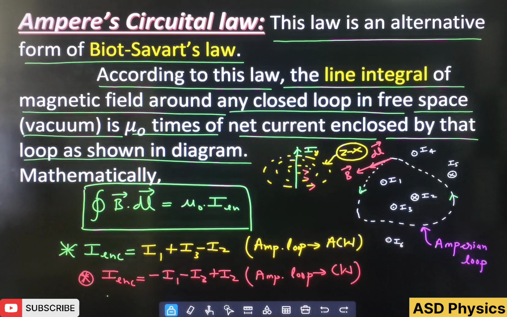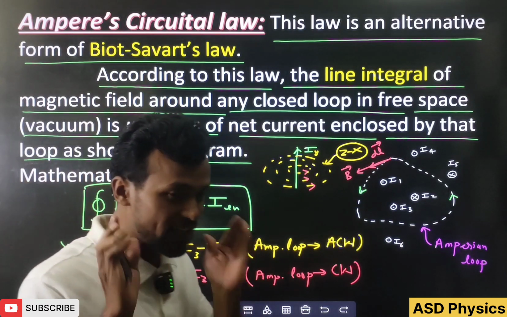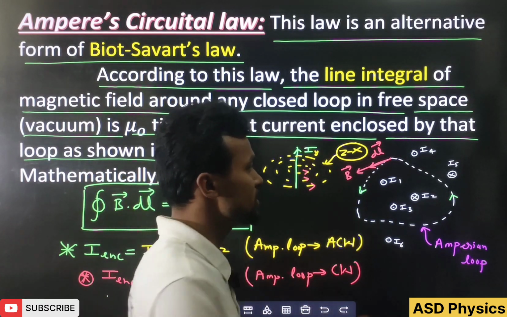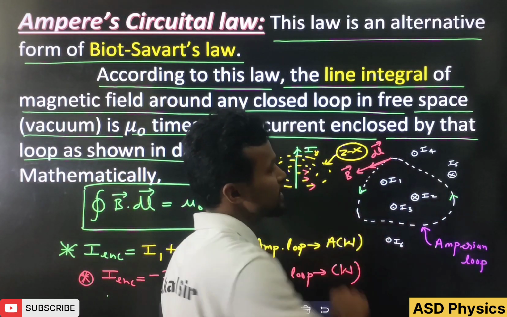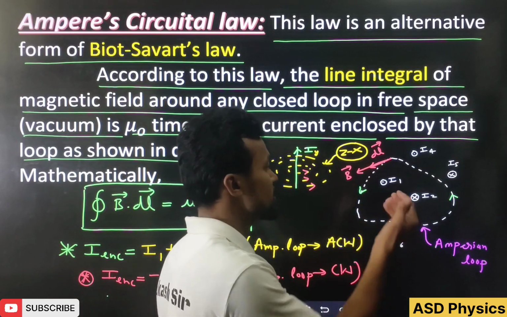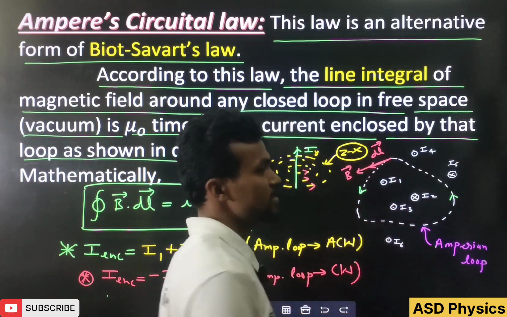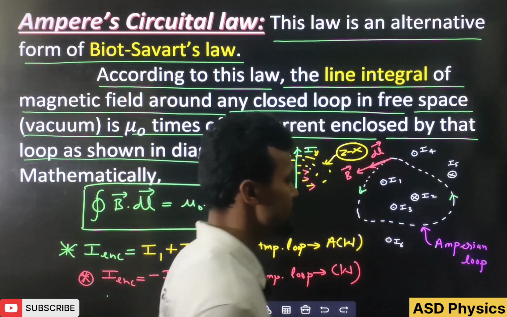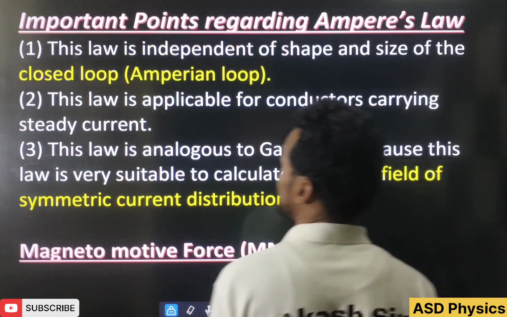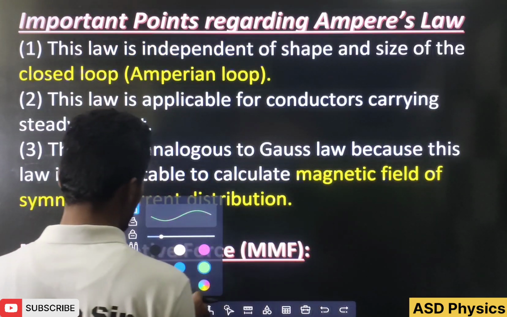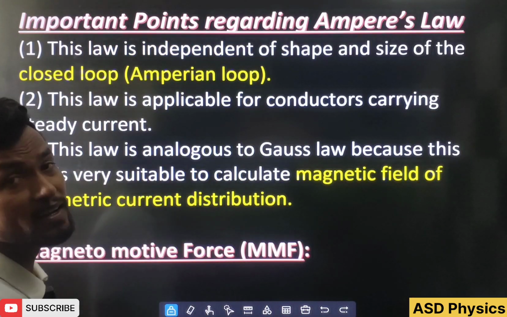So kindly see how we have done this. Enclosed current calculation is very, very important. But by default, in 99.9% cases, this Amperian loop we will take in anti-clockwise direction. Outside current will be positive and inside current will be negative. Okay, great. Now students, after that we are going to see some important points regarding Ampere's law.